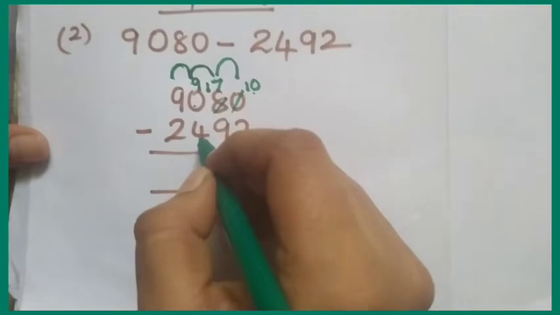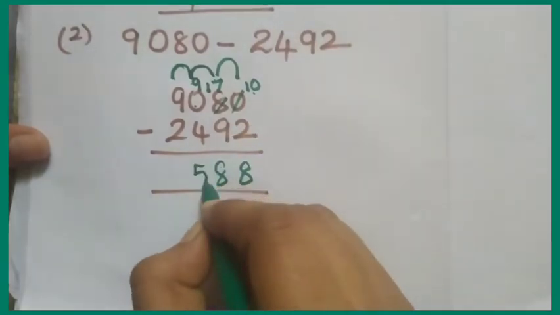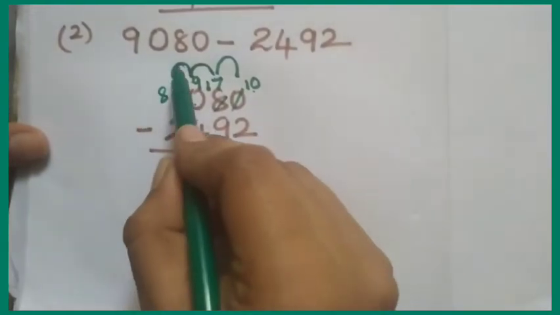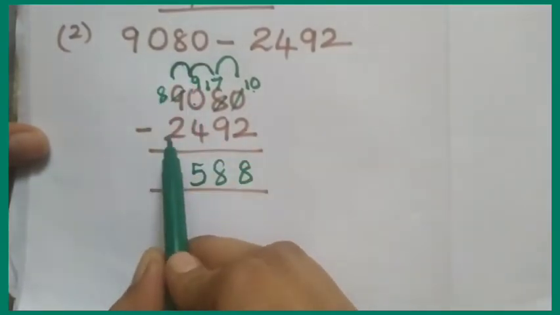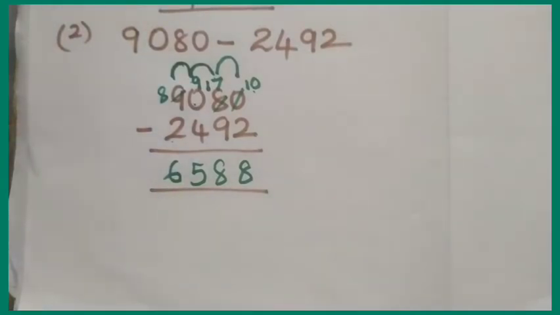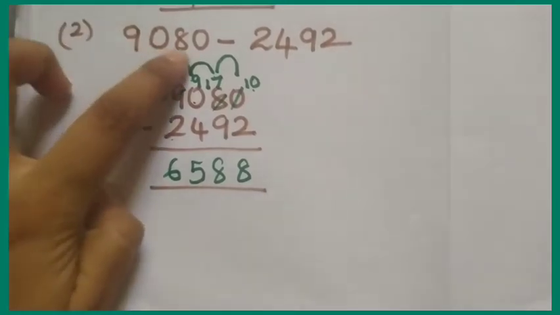Now 9 minus 4, 5. Here this 9 will become 8 because we are giving here. So 8 minus 2, 6. Therefore we got 6588. This is subtraction from zeros.